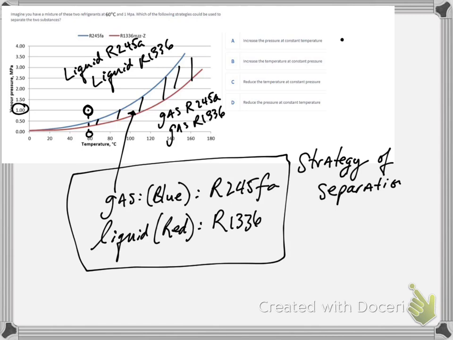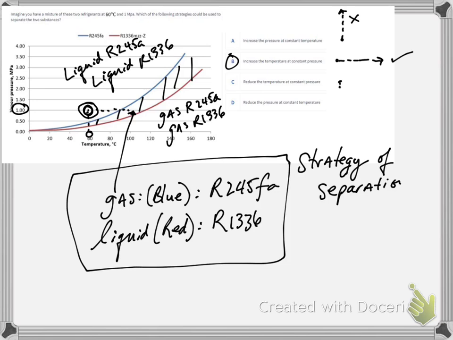All right, so let's take a look at what A says. A says increase the pressure at a constant temperature. That would mean going straight up from our point here. Going straight up would not let us into the separation zone. Increasing the temperature at constant pressure means moving to the right from this point here. And the answer is yes, that would definitely take us into the zone if we increase temperature, keeping pressure constant.